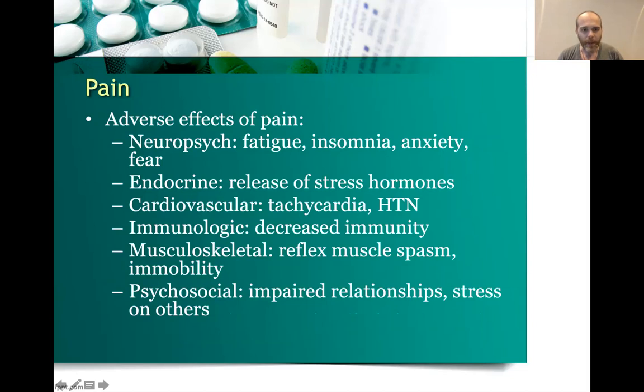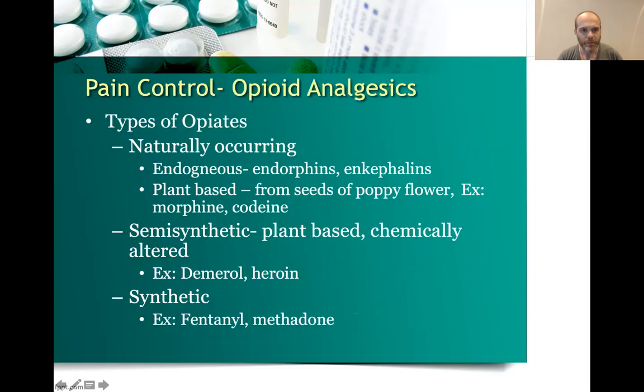I'm not going to read you this whole slide. It is a review of the adverse effects of pain in different bodily and organ systems. And we learned these in semester 1 and semester 2. But I'll let you review this slide.